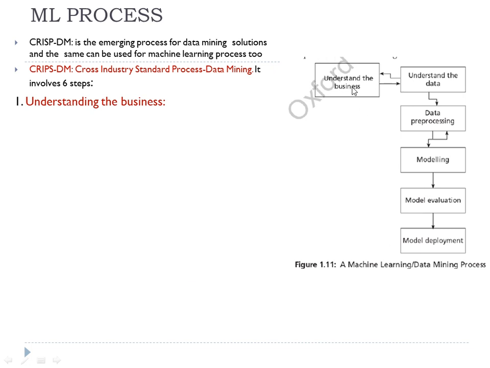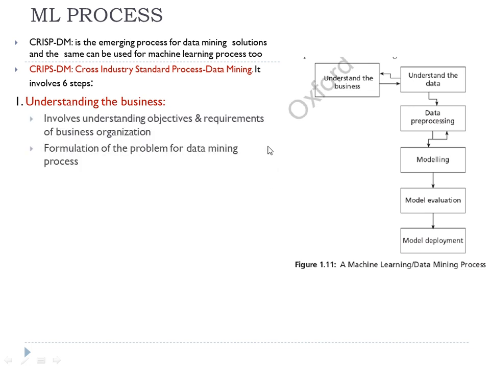The first step in the process of a machine learning model is we have to first understand the business. We have to understand what is the objective, what is the requirement of your business organization, what is the problem. After understanding the problem, you have to understand the objective, then get the requirements, and then formulate the problem. This is a very generic model which can be used for data mining as well as for the machine learning process. So that's the first step.